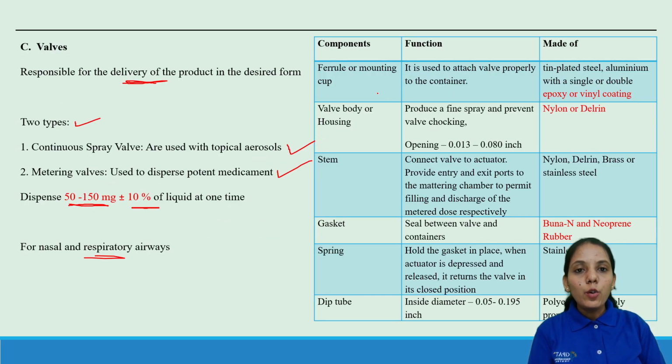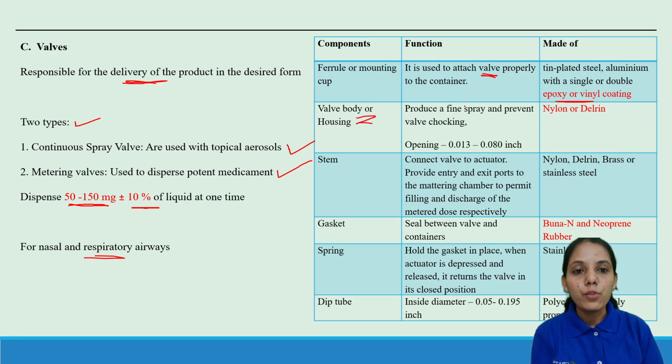So first see ferrule or mounting cap. It is the topmost part. It is used to attach the valve properly to the container. It is tin plated steel or aluminium with a single or double epoxy or vinyl coating. Remember which coating is given to ferrule: epoxy or vinyl coating.